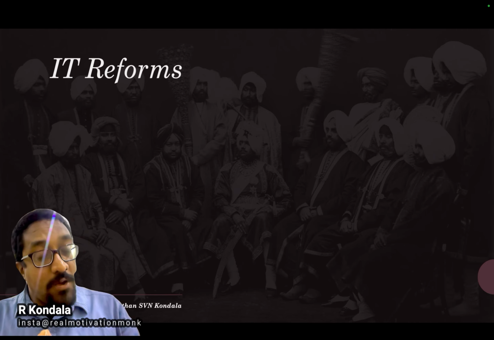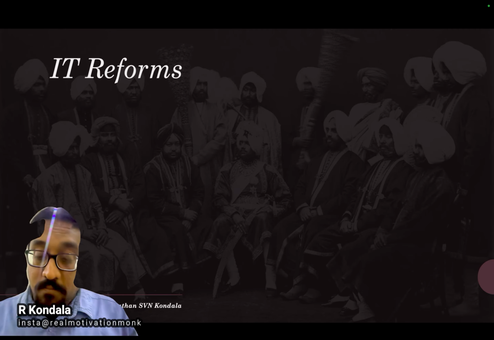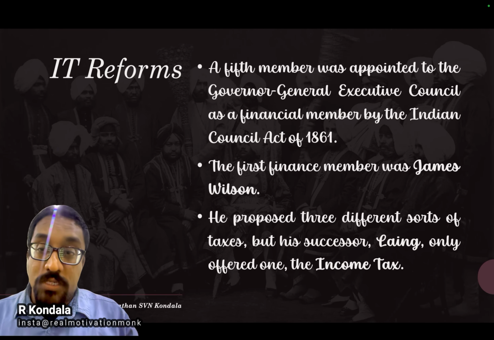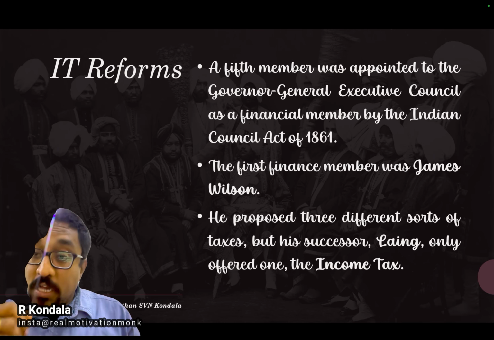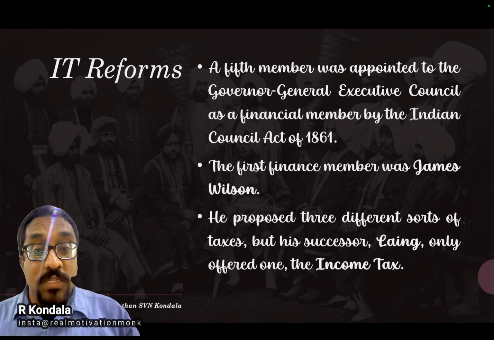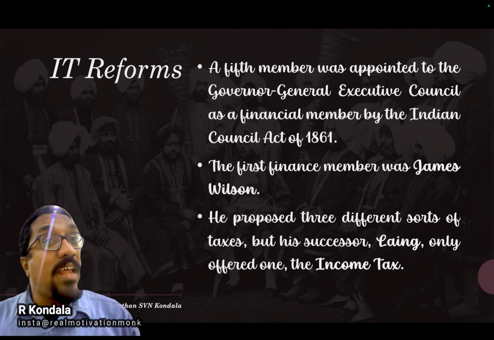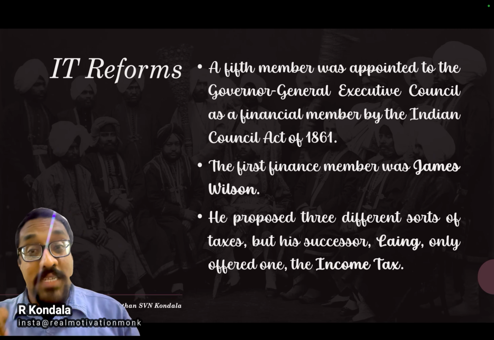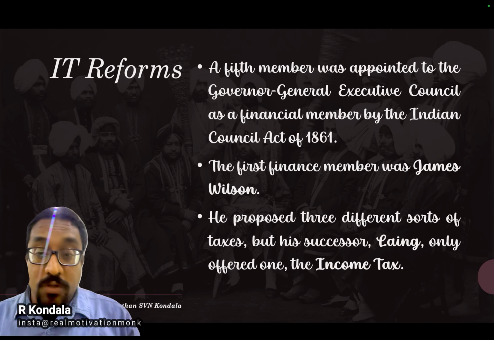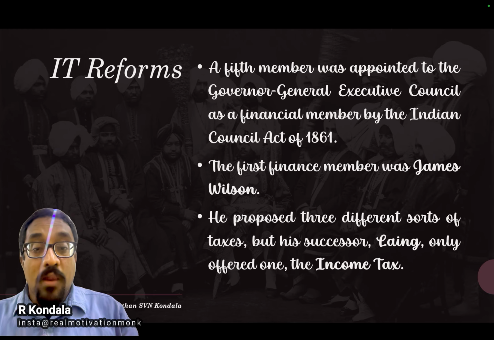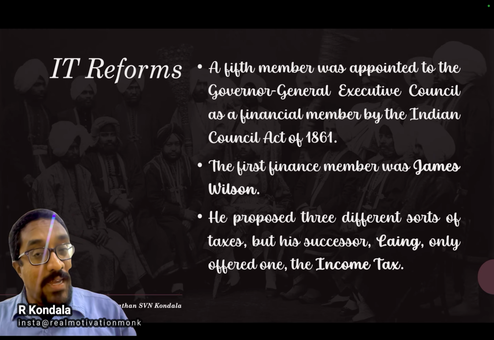If you recollect, I told you that a fifth financial member was introduced in Canning's Council in the Indian Councils Act. The first finance member was James Wilson. Wilson proposed 3 types of taxes. However, the second financial member of the Viceroy's Council was Laing. Laing only introduced income tax.